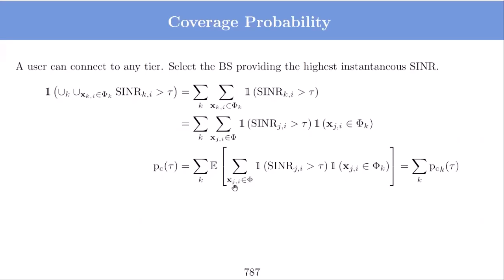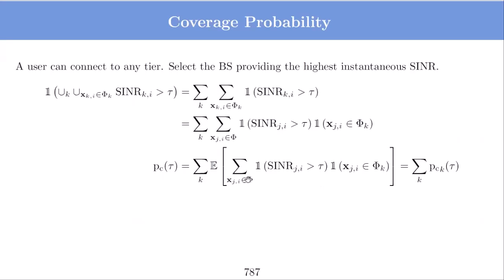Let us denote this particular object as P_c^k(tau), which just says whether a base station of tier k can provide SINR more than tau. So this particular summation is the probability that at least one base station of all tiers provides SINR more than tau.